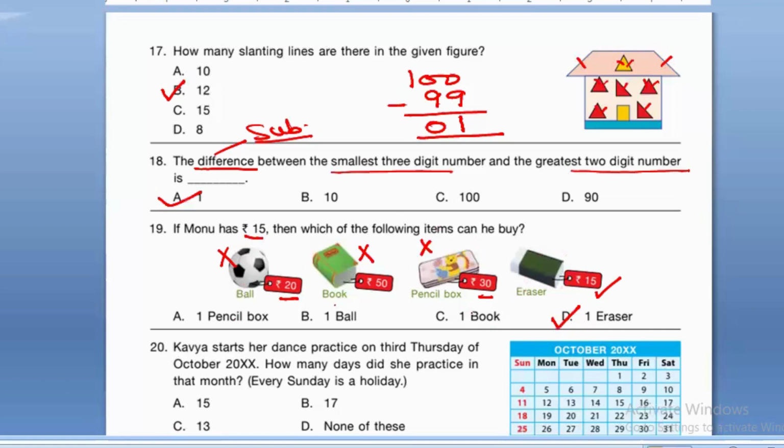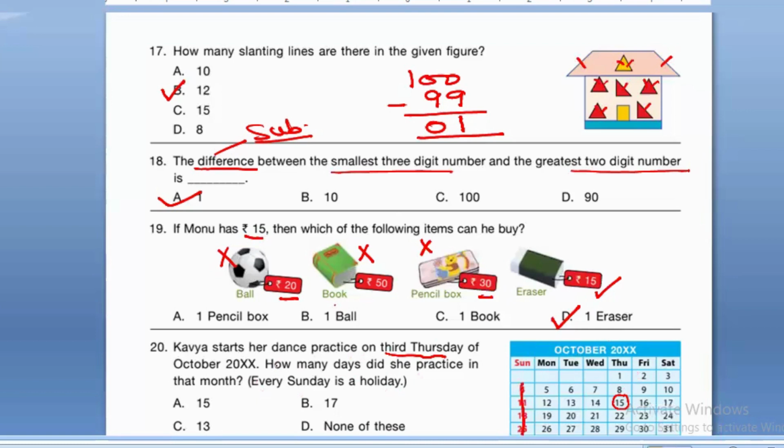Now let's come to the next question. Kavya starts her dance practice on the 3rd Thursday of October. So first we need to find which is the 3rd Thursday of October. So 1, 2, 3. So 15 October is the 3rd Thursday of October. Now the question is asking how many days did she practice in that month? And every Sunday is already a holiday, so we need to cut the Sundays over here.